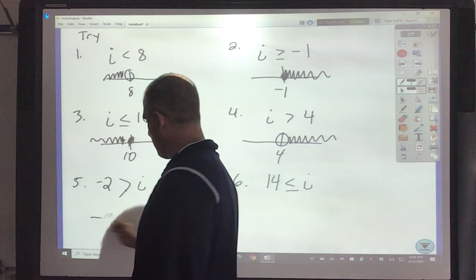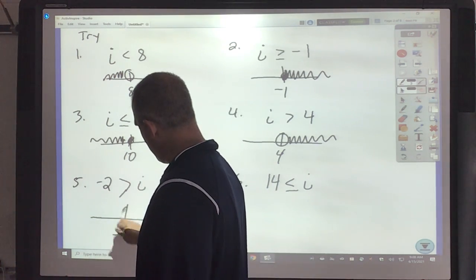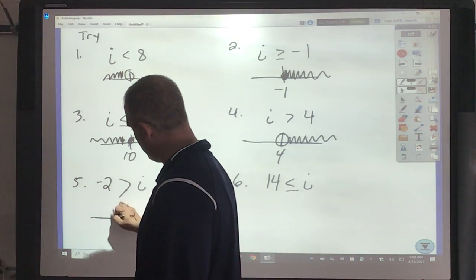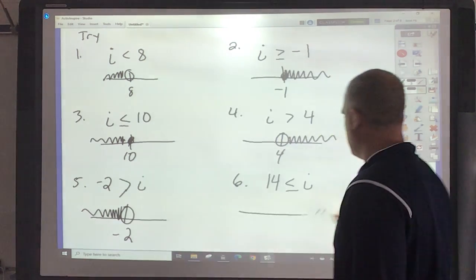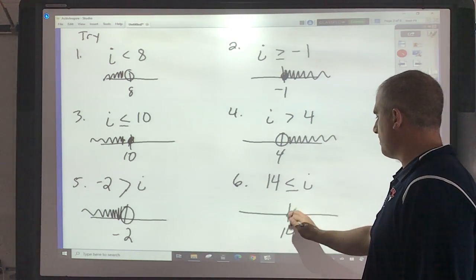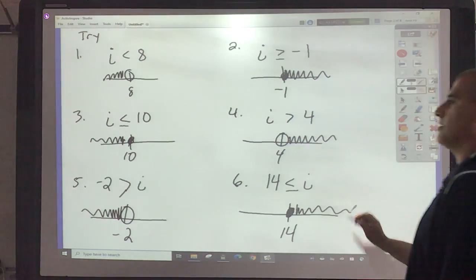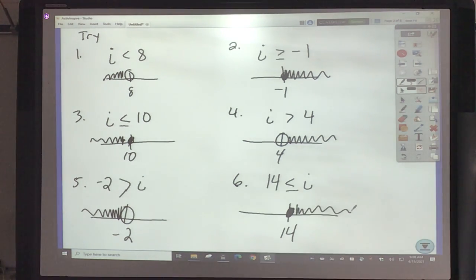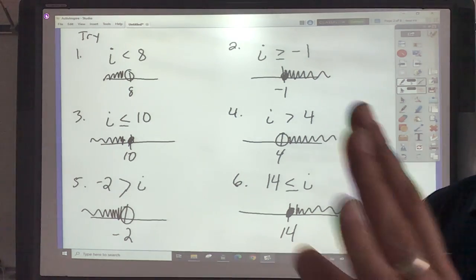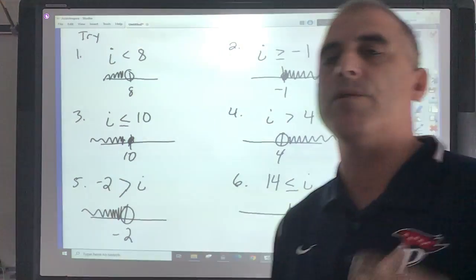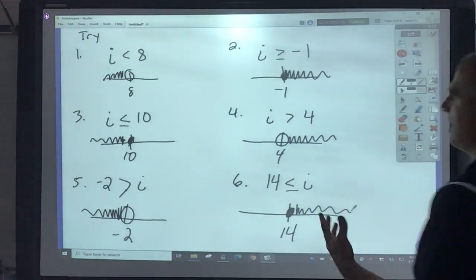And these are the ones I've got to be careful on. -2, I would have an open circle. Since it's eating the number, I'm going to shade that way. And then this would be 14. This would be a filled in circle. And since it's eating the variable, I shade to the right. So don't go by which way the arrow is pointing. Go by, is it eating the variable? If it's eating the variable, shade to the right. If it's not, shade left.